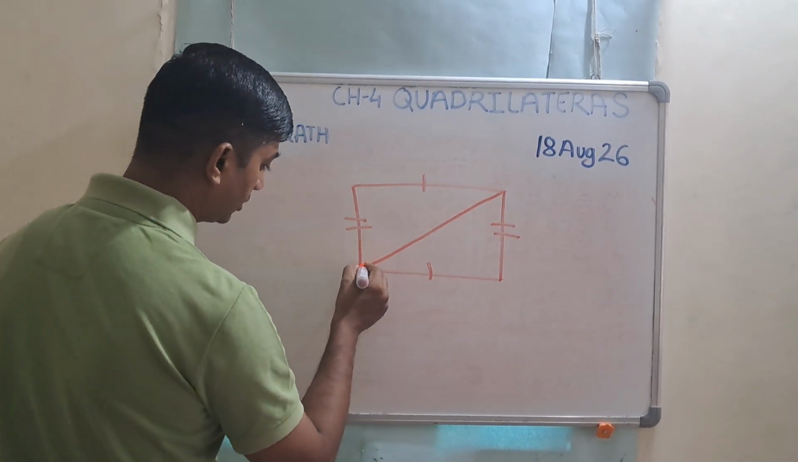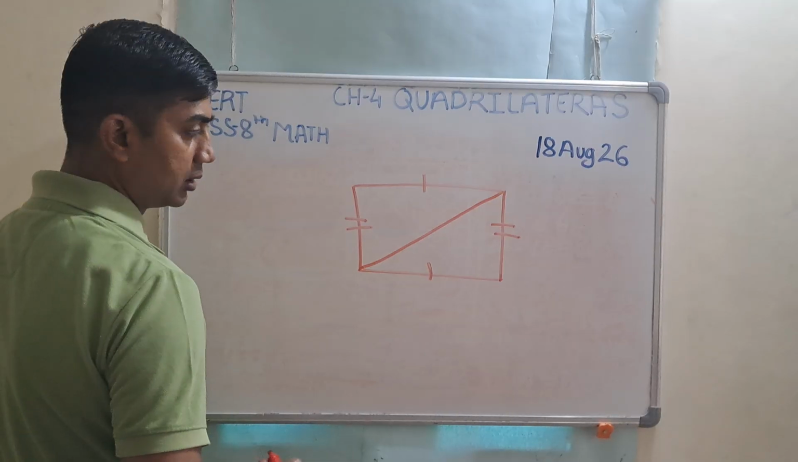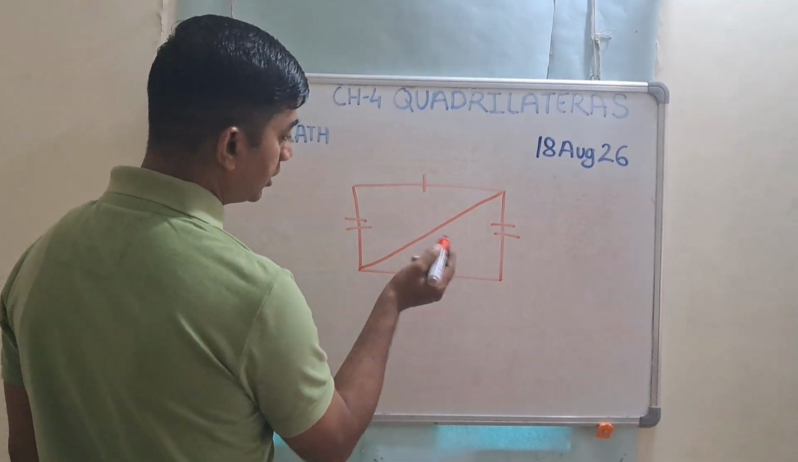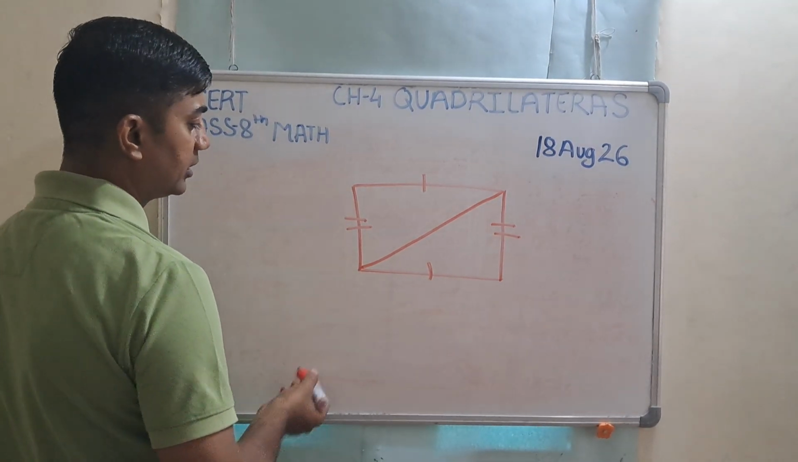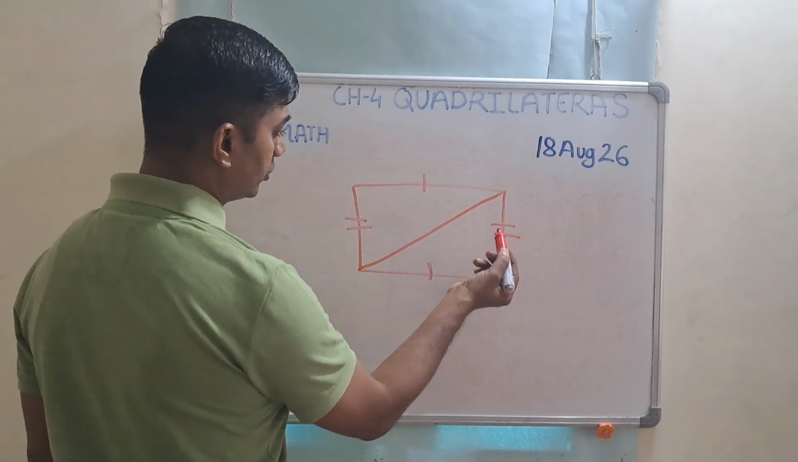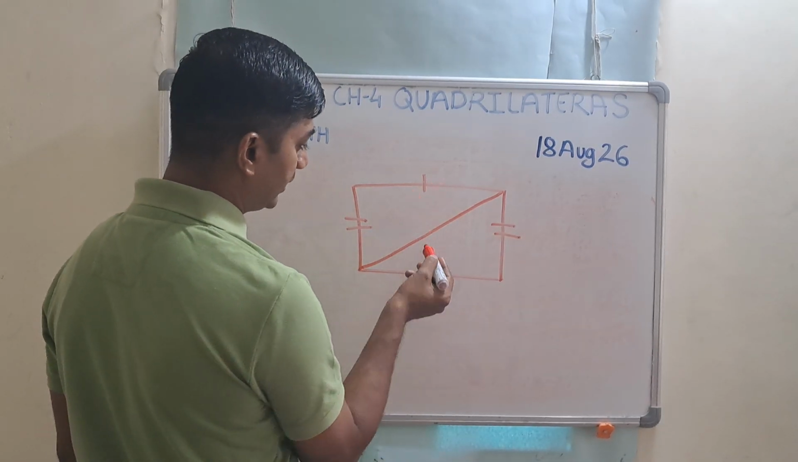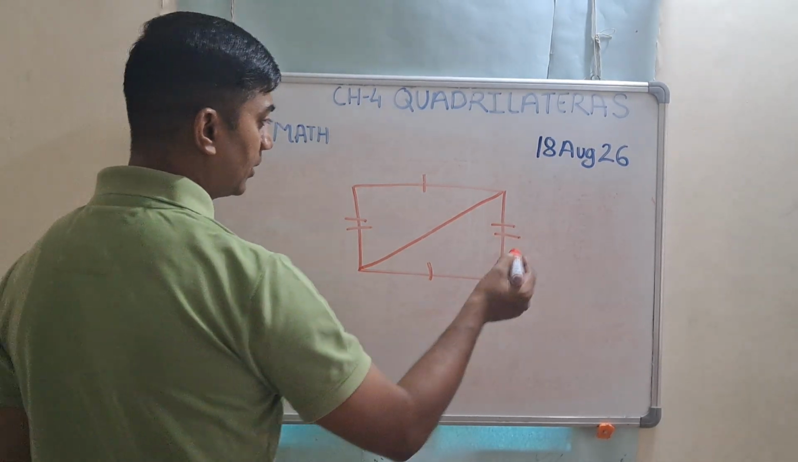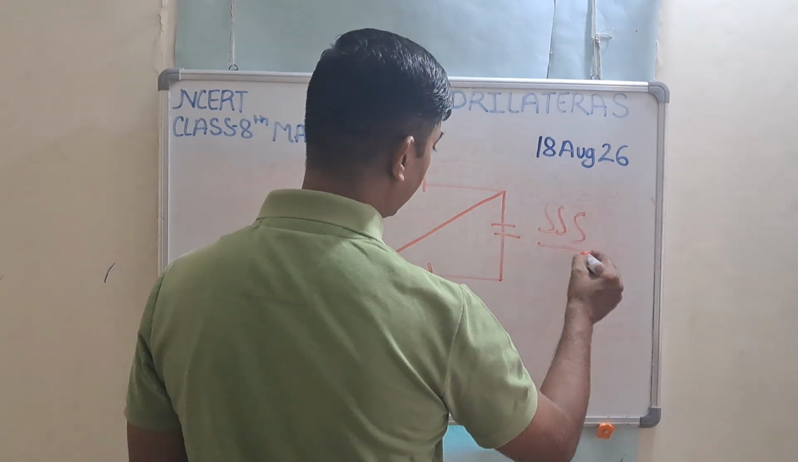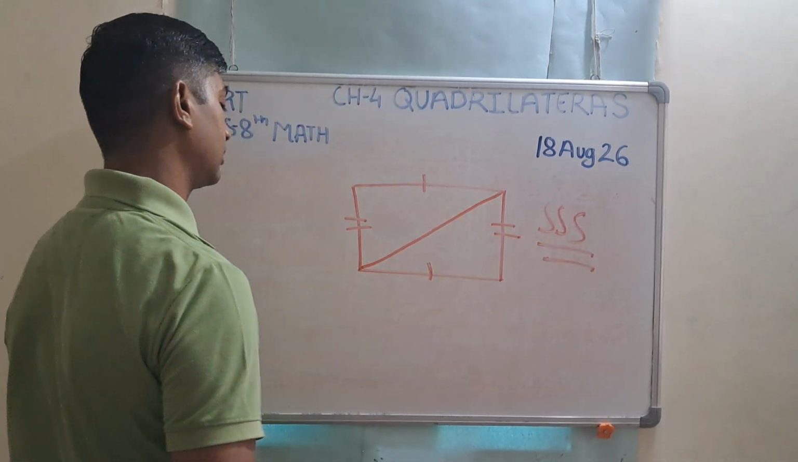Join the diagonal, and we can prove these two triangles congruent. Means in triangle this side is equal to this side, in triangle this side is equal to this side, and this side is common. So by S criteria, both triangles are congruent.